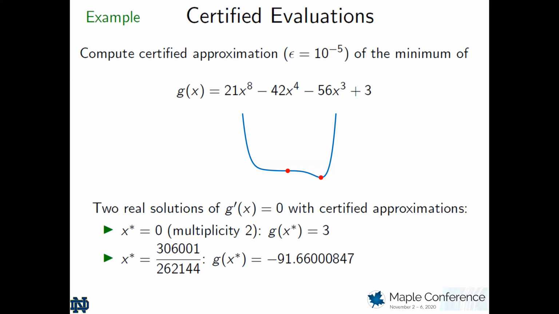And when we compute the function evaluated there, we have a certified approximation of the minimum to within 10 to the minus fifth, somewhere around minus 91.66, etc.